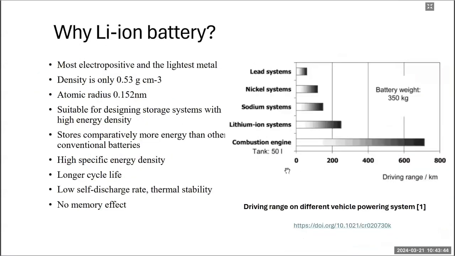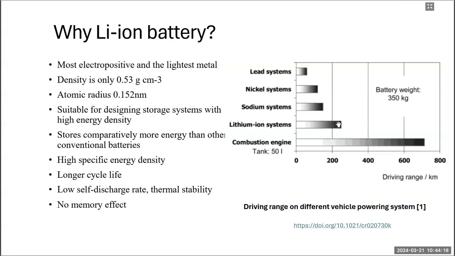So why are we talking about the lithium and battery? Because I have already mentioned it. Now you can see that a combustion engine can drive you, for example, more than 600, 700 kilometers. You have this 50-liter tank. So if you want to use a lithium-ion system in your vehicle, you cannot go beyond 300 kilometers right now because the size of the battery is very high. The other battery technologies here are even smaller in driving range because of the size. So people are trying to make this one similar to the combustion engine.